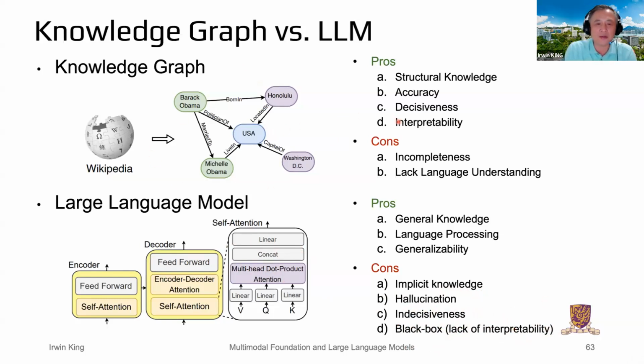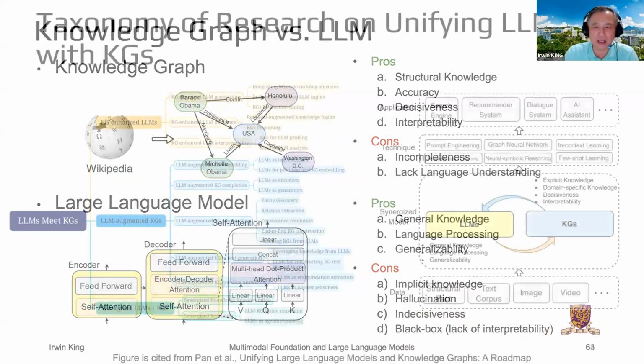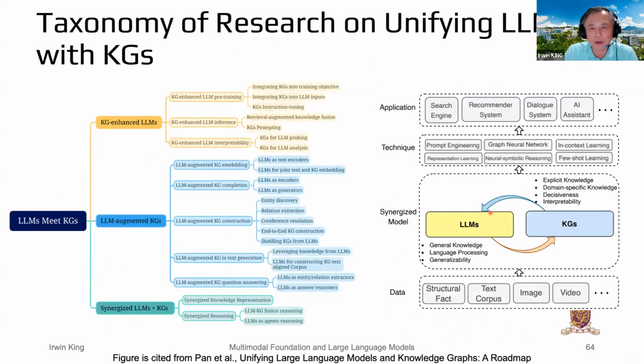The question then is, are you able to actually marry the two? Are you able to join these two together, taking the best part of the knowledge graph and the best part of the LLMs, and combine these two into something that is a lot more interesting? And the idea here is to unify LLMs with knowledge graphs. And here is also a survey that people have begun to do so. And this is actually quite exciting.